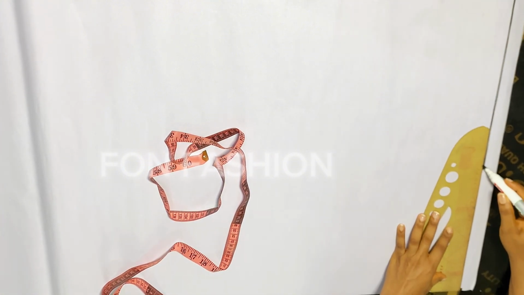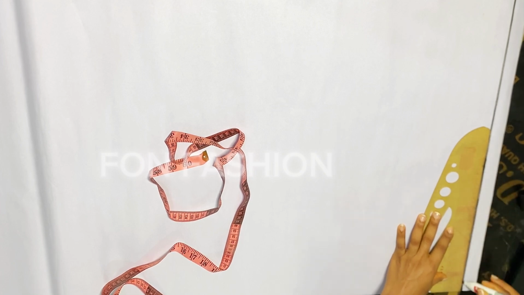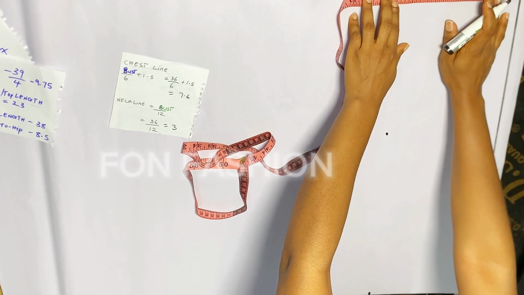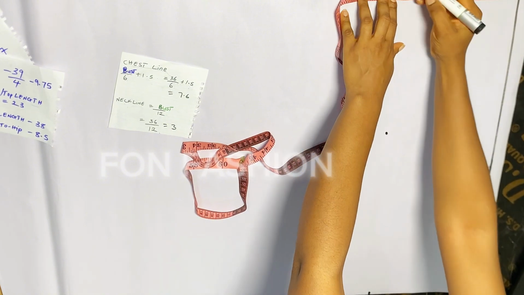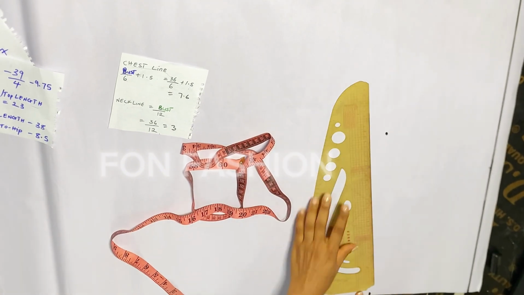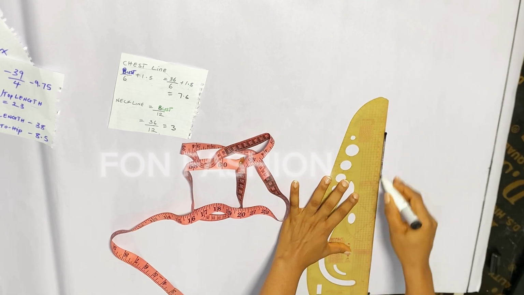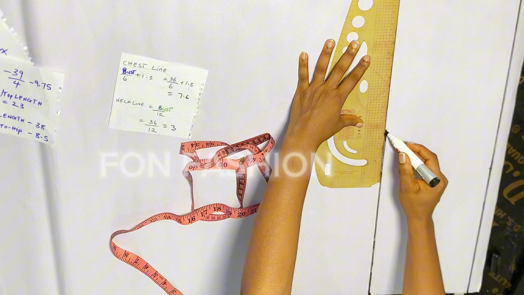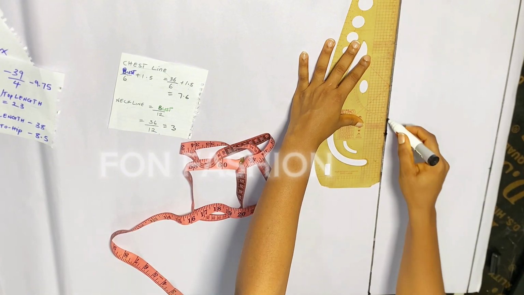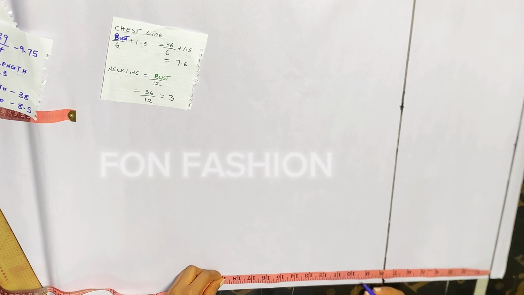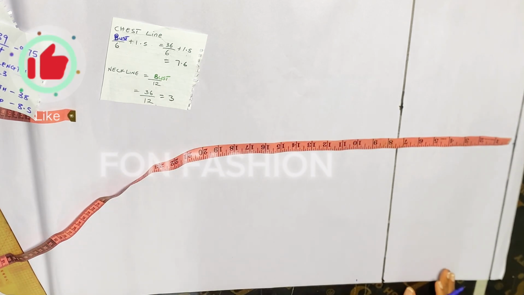So let's dive in. First of all, I went ahead to mark 1 inch down on the paper as the starting point, which will also serve as the shoulder line. Then proceeded to mark the chest line, which is the armhole line. To get the chest line, you have to divide the bust measurement by 6 plus 1.5. This is a standard formula.